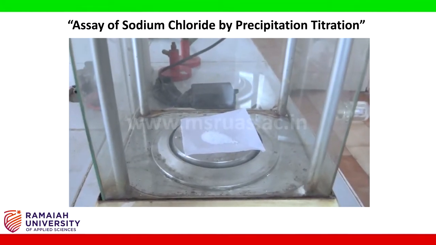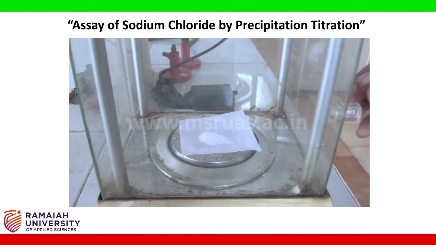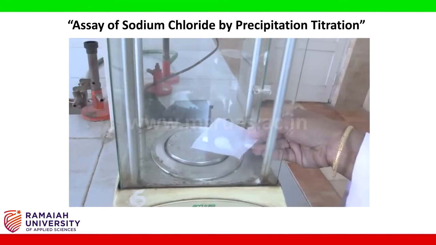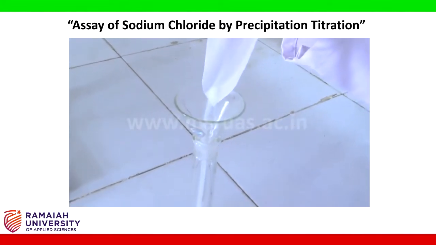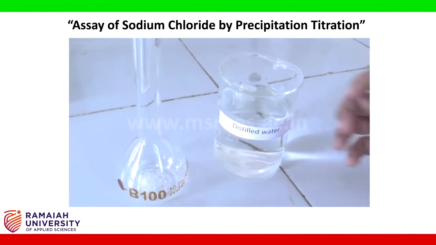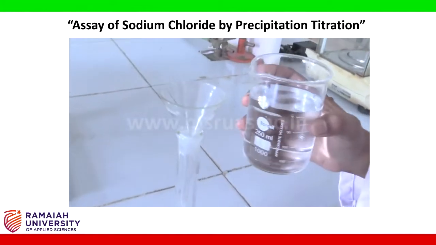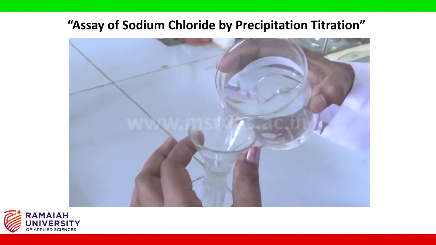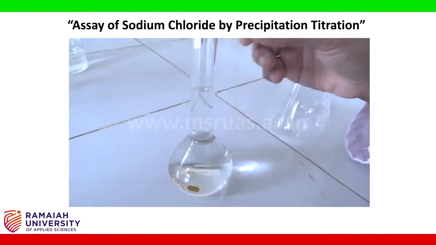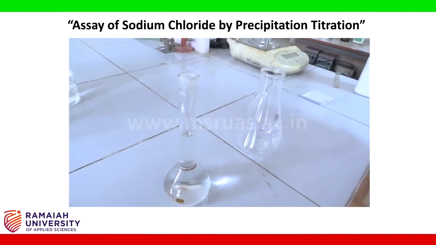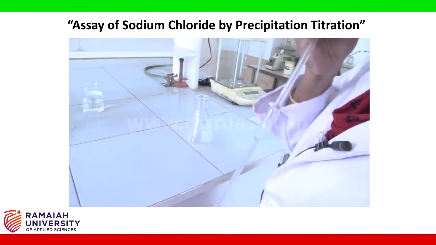After weighing approximately 0.5845 grams of sodium chloride, transfer it into a volumetric flask using funnel. Now dissolve sodium chloride using distilled water and make up to the mark. After making up to the mark, transfer 10 ml of the solution using 10 ml pipette into the conical flask.